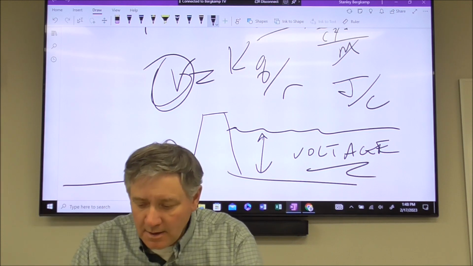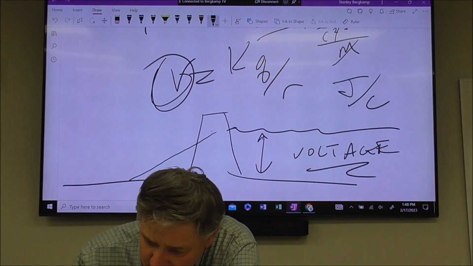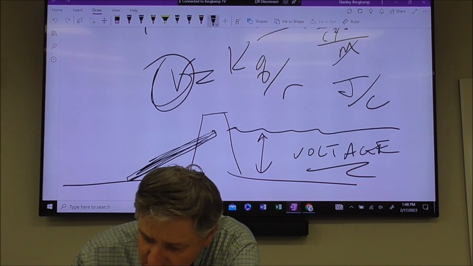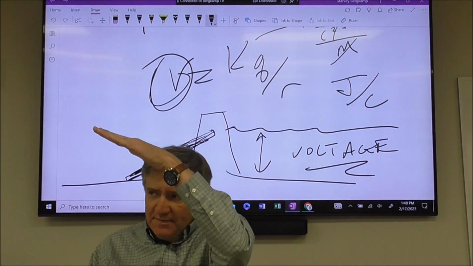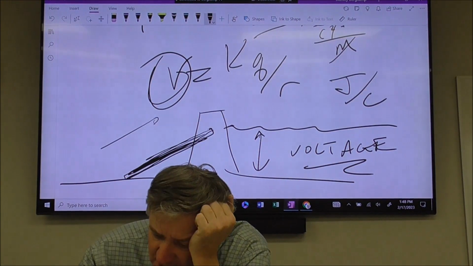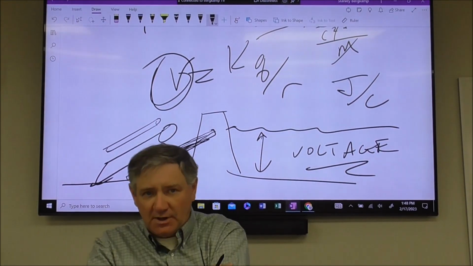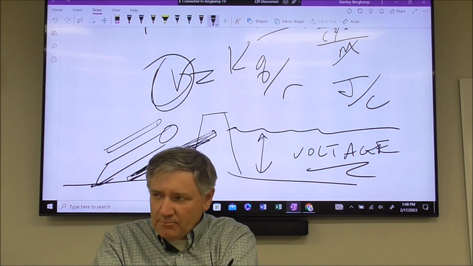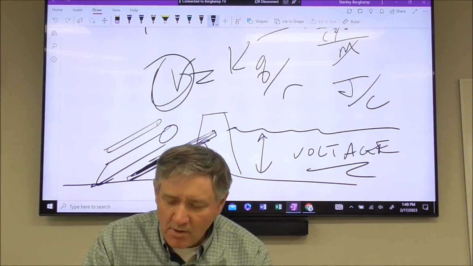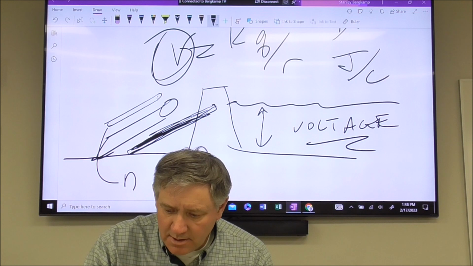Okay? So that's your voltage. Now, that has the potential to move downhill. You're going to let that water go downhill, and you have two ways that you can do that. One, you can have a really small straw. The other, you can have this big massive pipe. Which one's going to allow more water to flow through? Big massive pipe. So how much water flows through there is current.